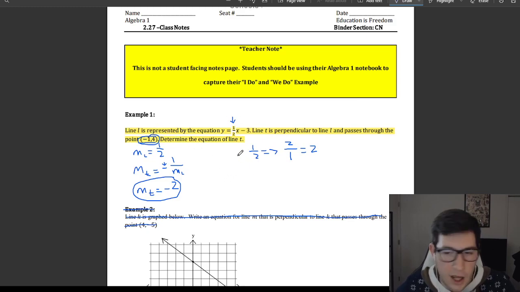Now again, it doesn't tell me what form it needs to be in, so I'm going to see the information I have, and I should hopefully in my head immediately recognize, hey, once again, it's going to be point-slope form. So I know that y minus 4 is going to be equal to -2 times x plus 1. And there we have it. That's the equation of our lovely line.